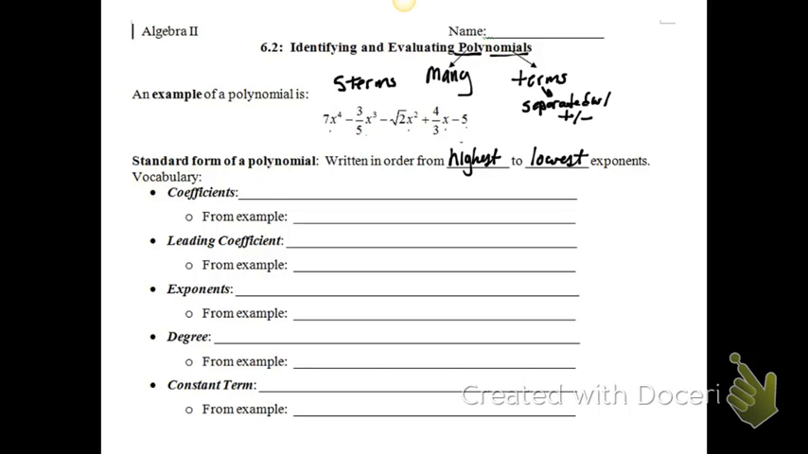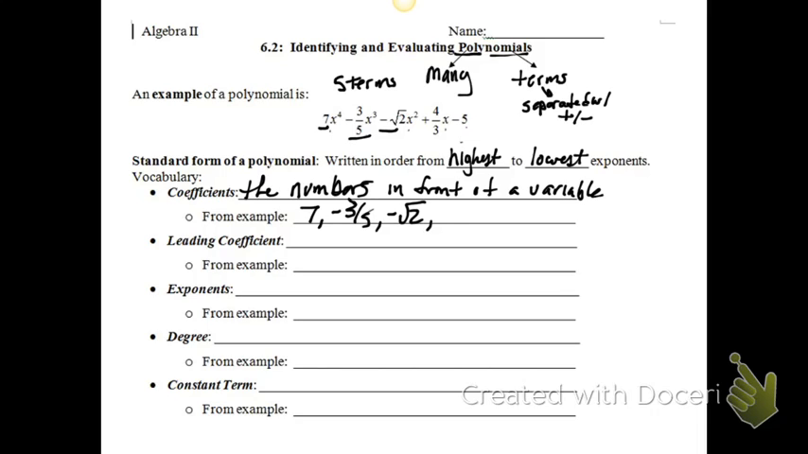Let's start off with the coefficients. Coefficients are just the numbers in front of a variable. So from the example, we have a bunch of coefficients because there's a bunch of variables. The first coefficient is in front of the x to the fourth. That's a 7. The next one would be negative 3/5. The next one is an interesting one, negative square root of 2. And then we have positive 4/3.